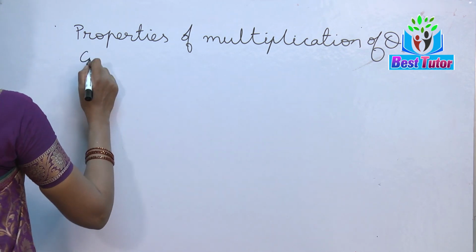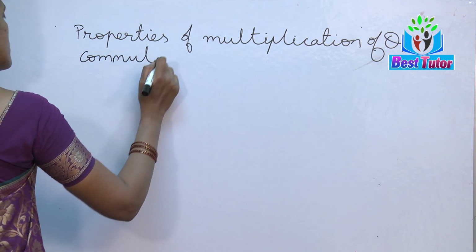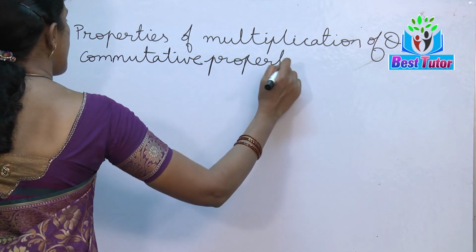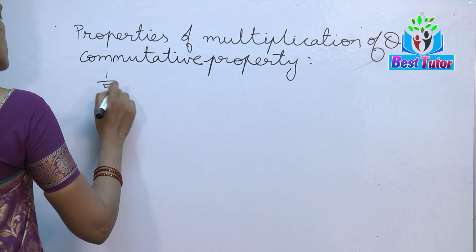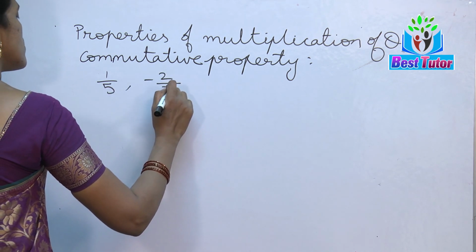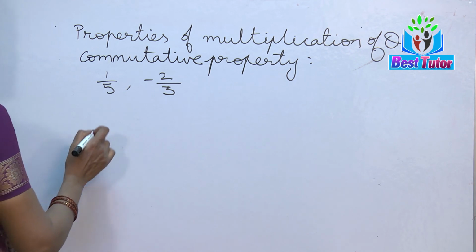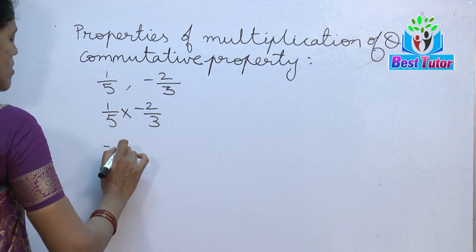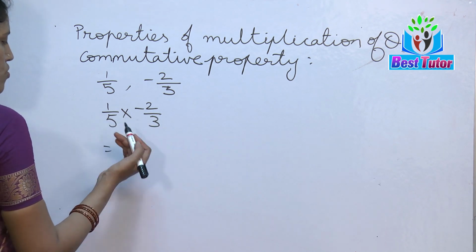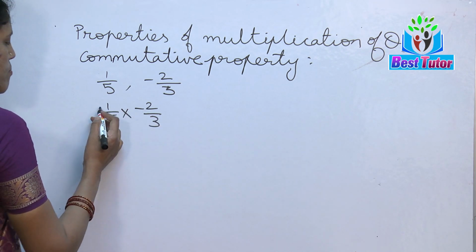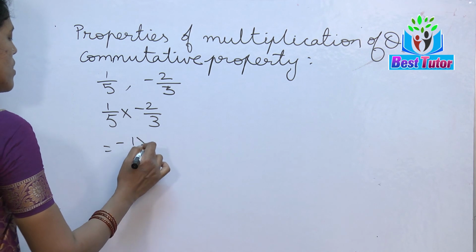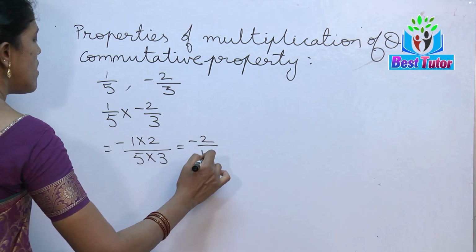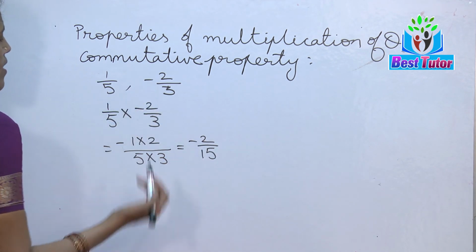The next property, commutative property. If we choose two rational numbers, I would like to find their product. The product remains very simple. There are no common factors, so ignore the first step. Second step, multiply the symbols. Plus into minus is minus. Third step, multiply the numerators separately and multiply the denominators. You get minus 2 by 15 as the product of 1 by 5 and minus 2 by 3.